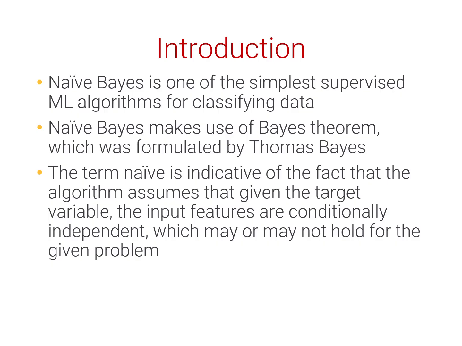Now, you might be wondering about the term naive in naive Bayes. This term stems from a key assumption made by the algorithm. Given the target variable, the input features are considered to be conditionally independent. In other words, the presence or absence of one feature does not influence the presence or absence of another feature when the target variable is known.